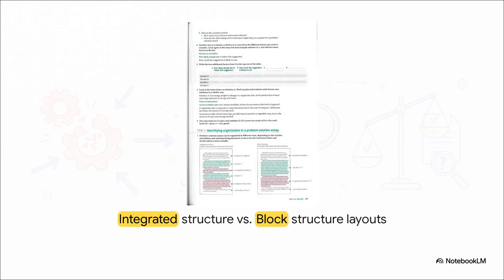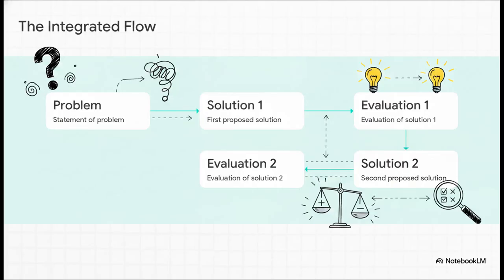On the flip side, the block structure groups all the possible solutions together in one big block and then evaluates all of them together later on. Depending on how complex the topic is, an author will choose the structure that makes their argument clearest for you. Let's zoom in on the integrated flow for a second, because it's incredibly common in academic texts.